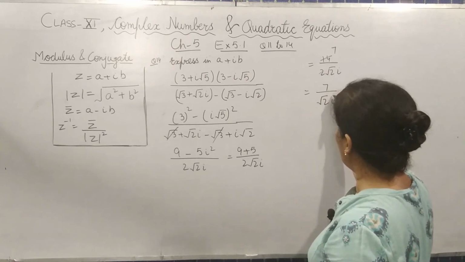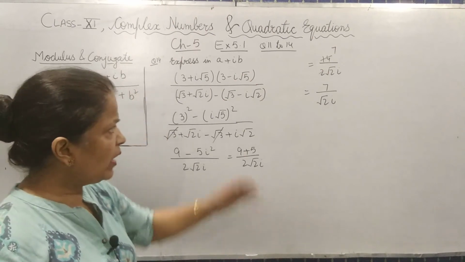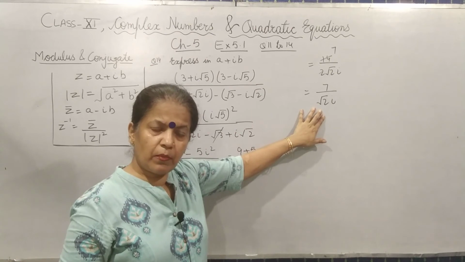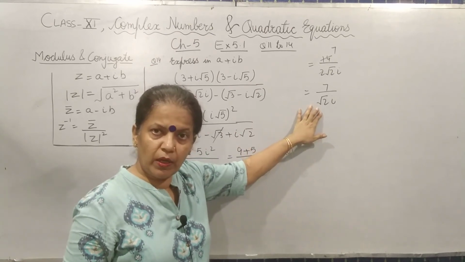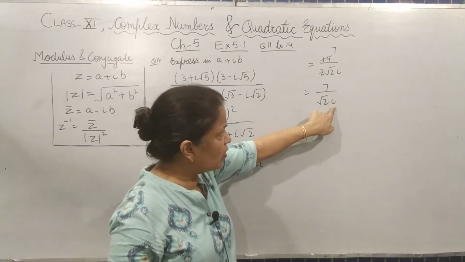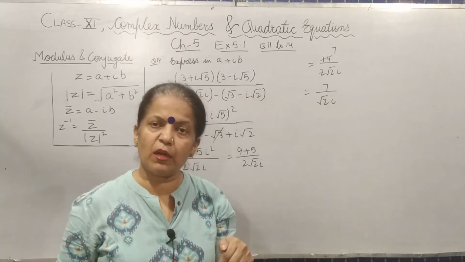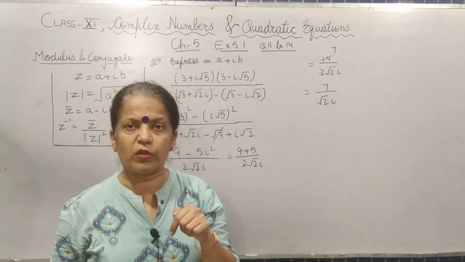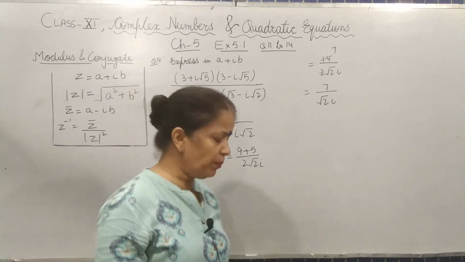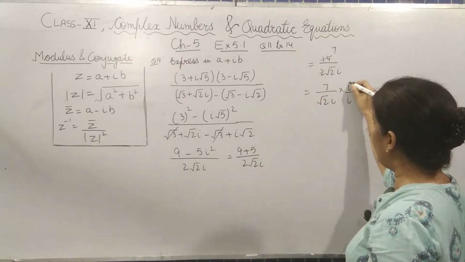So you are getting 7 upon root 2 iota. Tell me one thing: is this in the form of a complex number? No. Why? Look here, the iota is in the denominator, whereas the complex number is in the form of a plus iota b, meaning iota is in the numerator. So what should be the next step? We will multiply upper and lower with iota.